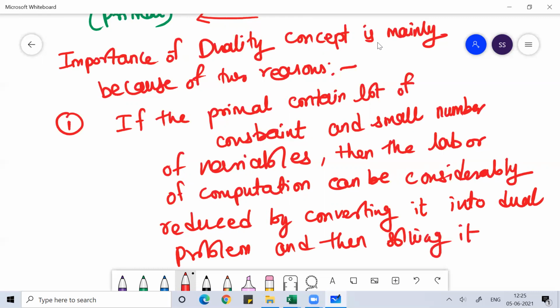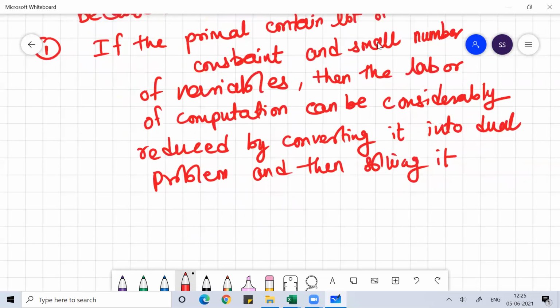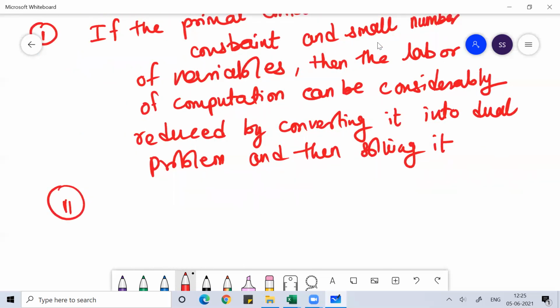Now the next reason why we need to write the primal form of the problem in dual form. What is the need? The first need you understood. Imagine it has a lot of constraints and very few variables. If you convert into dual form, automatically the number of constraints will transform into the number of variables, and the number of variables will transform into the number of constraints. That is what we do in duality.